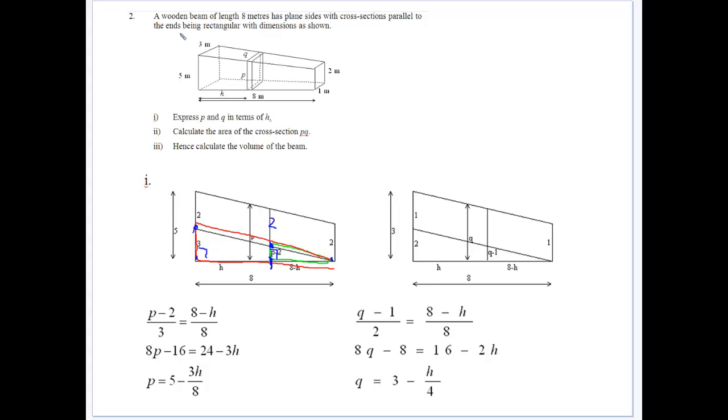Let's have a look at question 2 here. In 2, we've got a little bit more manipulation. We've got a wooden beam, length 8 meters, and we've got our length there of 8 meters, and all the cross sections are rectangular, and we're talking about P and Q, and we want to have a distance here that our cross section is h away from the base. So what we want to do is put P and Q in terms of h.